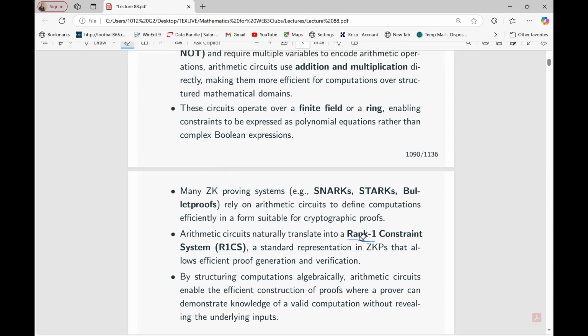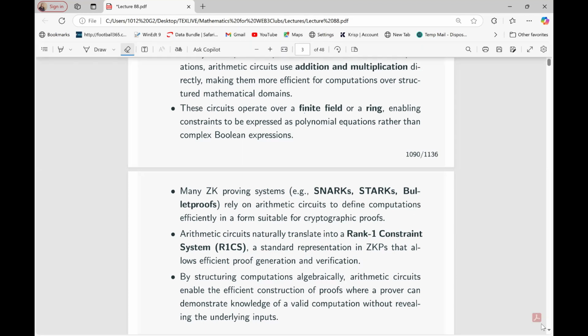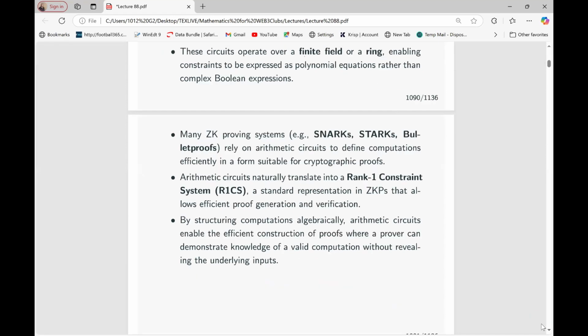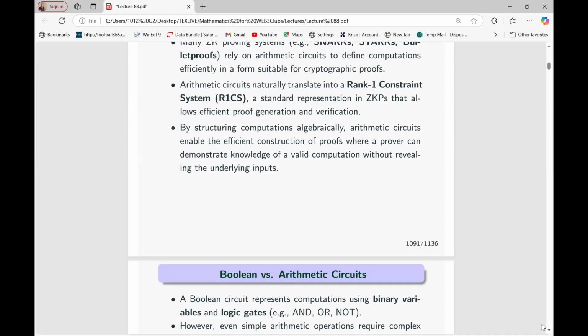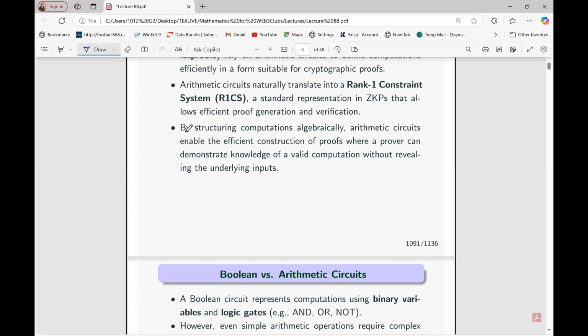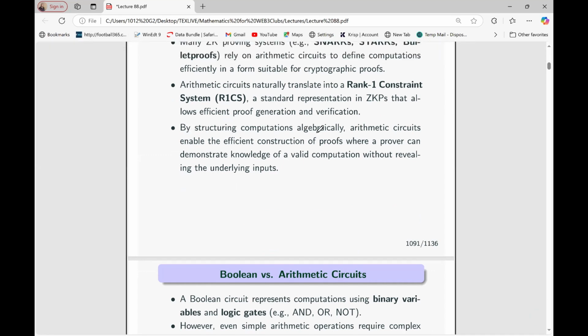So it's important how we then be writing those circuits. It's very important how we be writing them going forward. So I've already mentioned this last point, just for emphasis, that by constructing computations algebraically, arithmetic circuits would enable efficient construction of proofs, where the prover can demonstrate knowledge of a valid computation without necessarily having to reveal the underlying inputs. So that is what the prover does in the zero knowledge proofs.